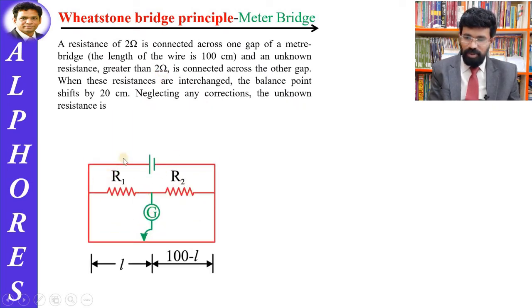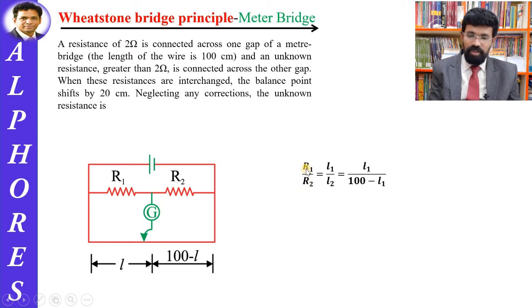Let us say R1 is equal to 2 ohms and R2 is greater than 2 ohms. Let us say somewhere here the balancing point is obtained, and L is the balancing length. The other part of the length will be 100 minus L. When the meter bridge is balanced, this is the equation we will be using: R1 by R2 is equal to L1 by 100 minus L1. R1 is 2 ohms and R2 is some unknown resistance whose value is greater than 2. So R2 is greater than R1.